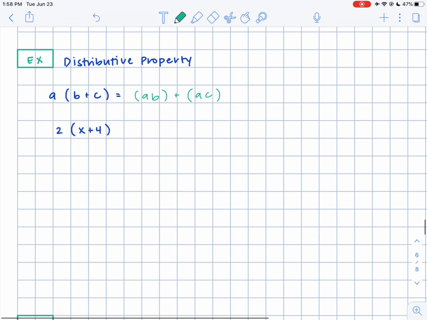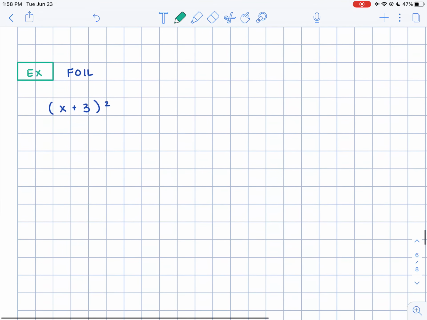So let's see that applied to numbers. So here we have 2 times x plus 4. Again, we want to distribute it to every single expression in the parentheses. So what do we get? 2 times x is just 2x, plus 2 times 4, which is just 8. Okay, now let's talk about FOIL. This is the FOIL method. And now this is when we get into multiplying binomials.